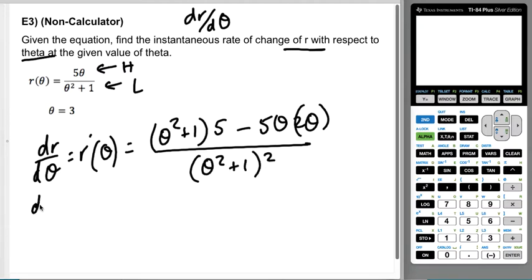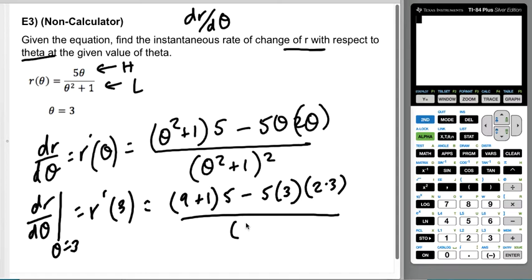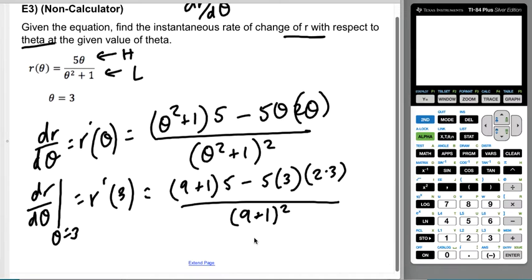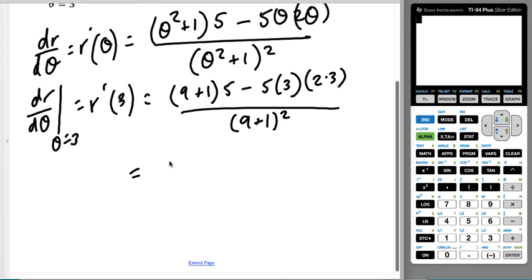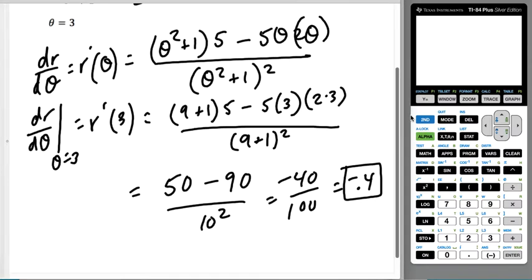And then I'm going to plug in a value. So I want dr d theta evaluated when theta is 3, or you could just say r prime of 3. That would be fine. And so that's going to be a 9 plus 1 times a 5 minus a 5 times a 3 times a 2 times a 3, all over a 9 plus 1 quantity squared. So I get 50 minus 90 all over a 10 squared. I think I get negative 40 over 100 or negative 0.4. All right, that's it.